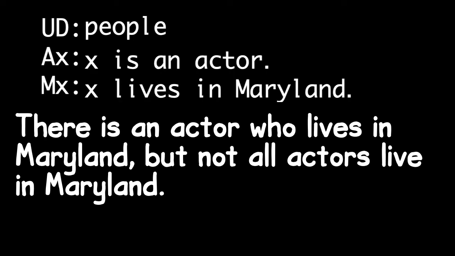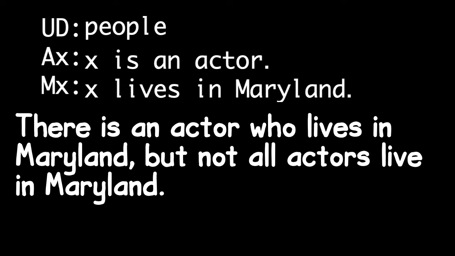The situation is different if we also want to translate this sentence. There is an actor who lives in Maryland, but not all actors live in Maryland. This requires thinking about being an actor and living in Maryland separately. So we need a symbolization key with two predicates. Let the universe of discourse still be people. Let Ax be x is an actor, and let Mx be x lives in Maryland.